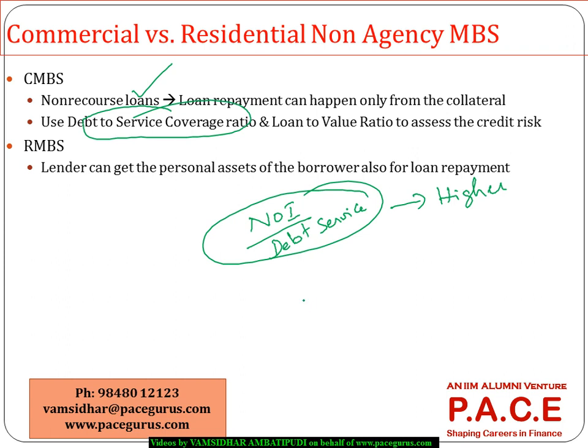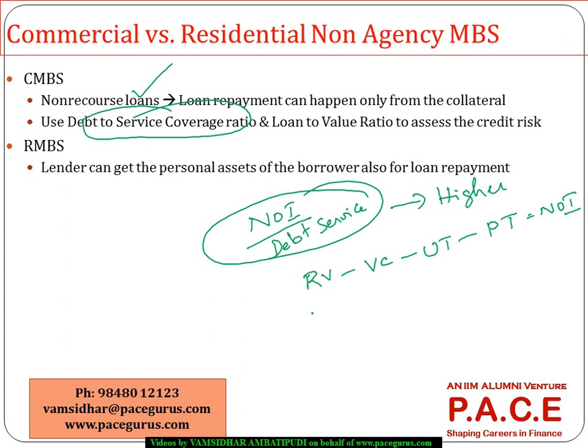So the net operating income is the expected rental value, minus whatever the vacancy costs, minus the utilities and the maintenance costs, minus the property taxes. All this put together is going to give me the net operating income associated with that property. The higher it is, the better.